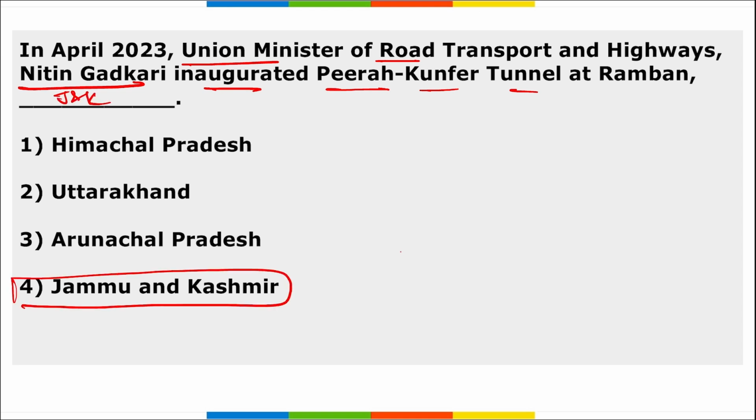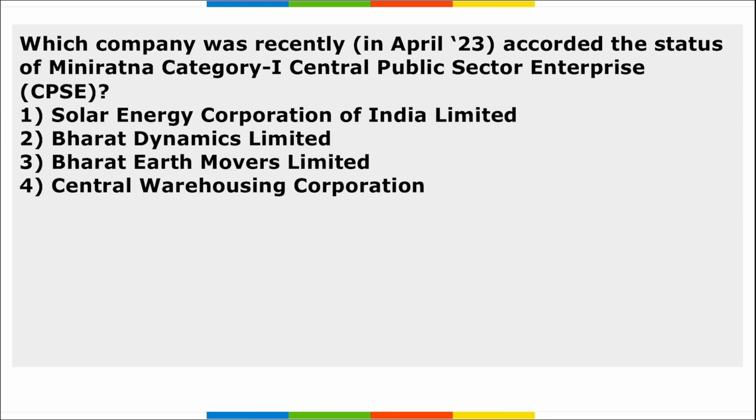Option 4 is correct, right? This is a 924-meter long tunnel, and that would pass by the 2.9 kilometer zigzag and accident prone area between Nashri and Ramban. Next, which company has recently been accorded the status of Mini Ratna Category 1 Central Public Sector Enterprise?